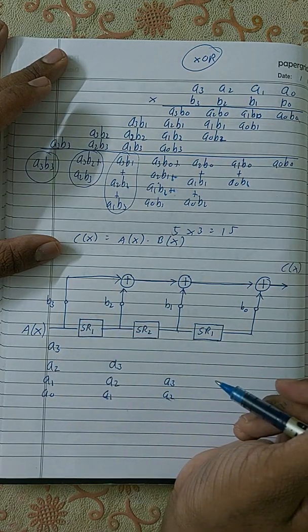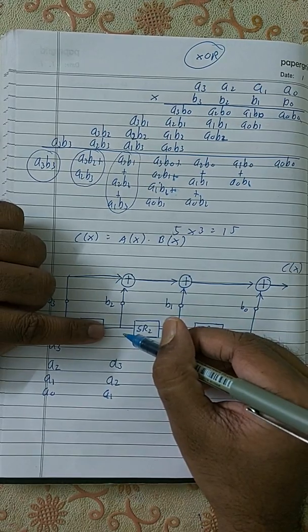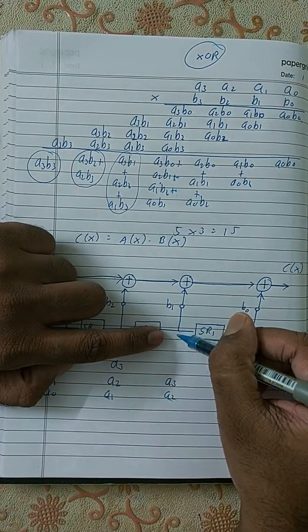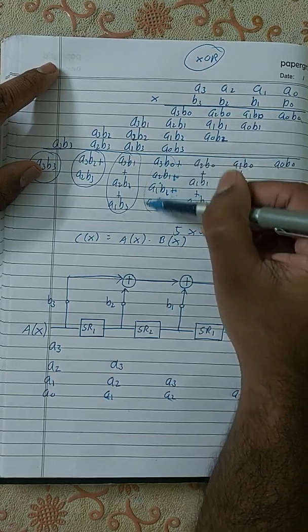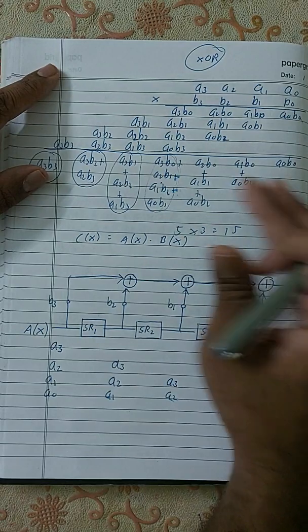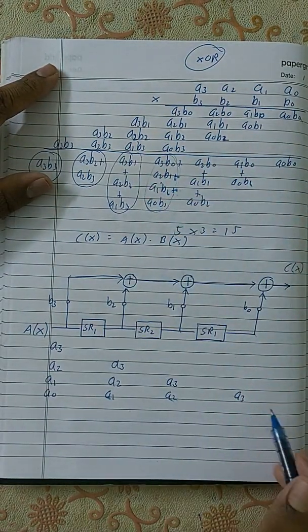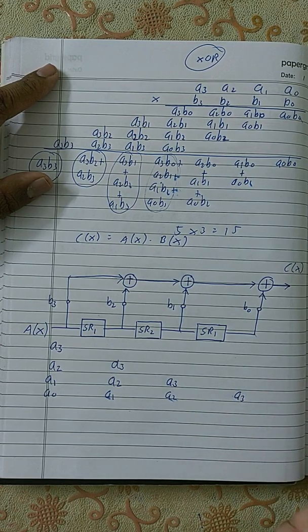So therefore the next value you will get is A0 B3 plus A1 B2 plus A2 B1 plus A3 B0, which is nothing but this value over here. You see how the working is done? The working is just like that. Now A3 will be discarded after the cycle. It has nowhere else to go.